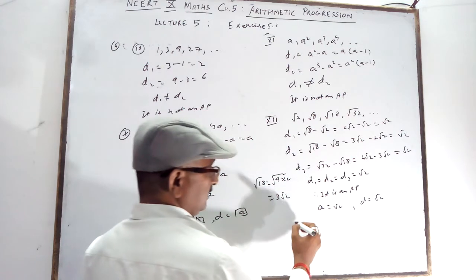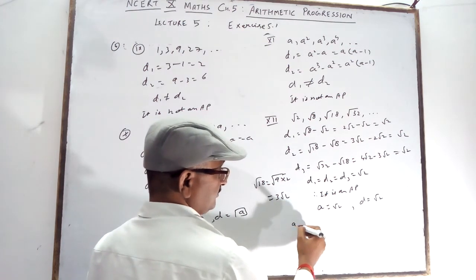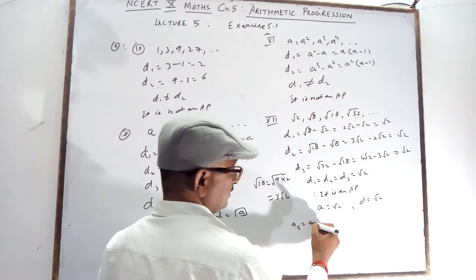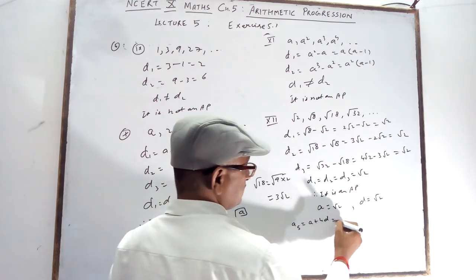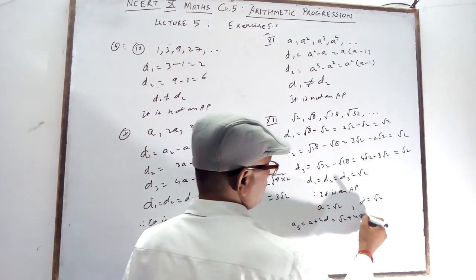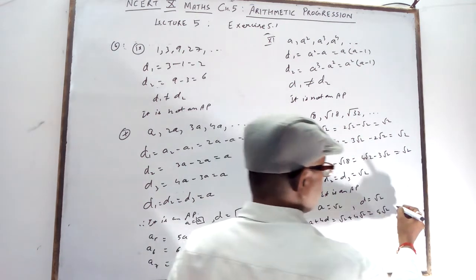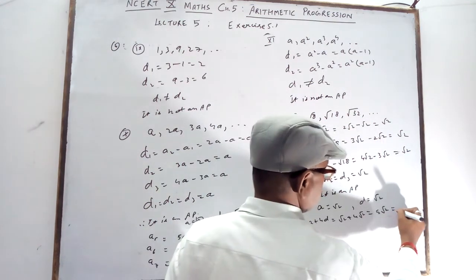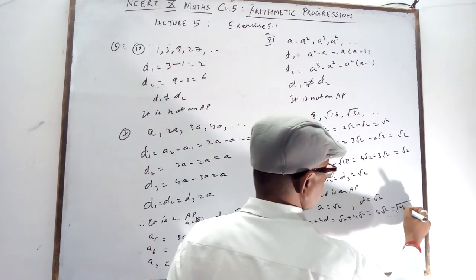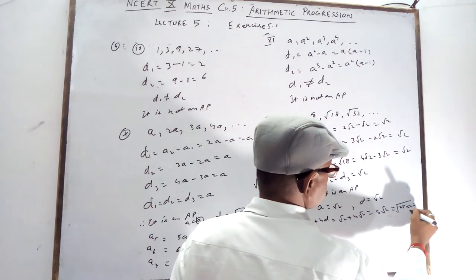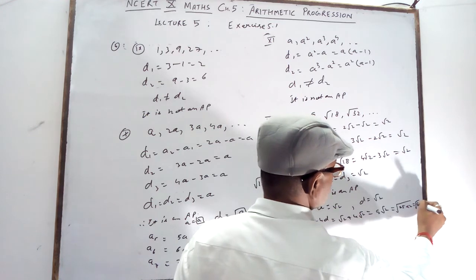What do you want to find out? The fifth term. The fifth term is a plus 4d. What is a? Root 2 plus 4 into root 2, that is 5 root 2. 5 root 2 you can write like this: 5 into 5 is 25, 25 into 2, that is root 50.